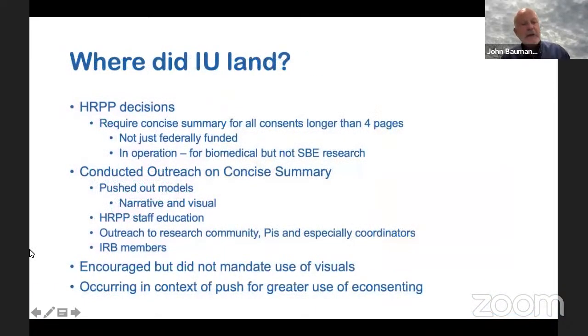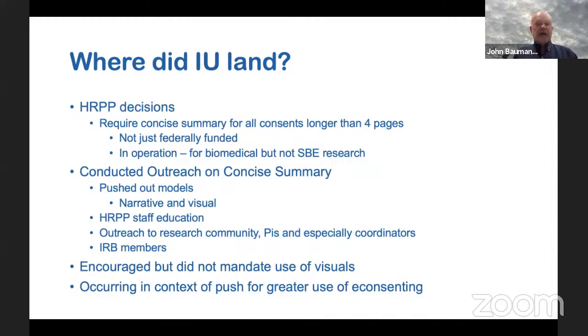So at IU, at the end of the day, we decided that we required the concise summary for all consents. We did a page number because we did not want to take a 2-page consent and make it 2.5 to 3 pages as a result of a summary. So we basically said around 4 pages marked the requirement. Occasionally we had some shorter that would add a summary, but we really started off with a rule of thumb of if it hits the top of page 4, a summary is needed.